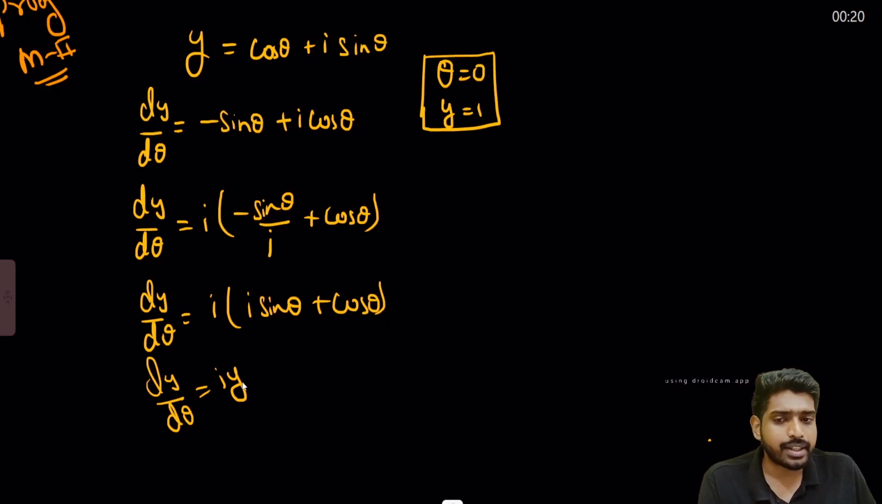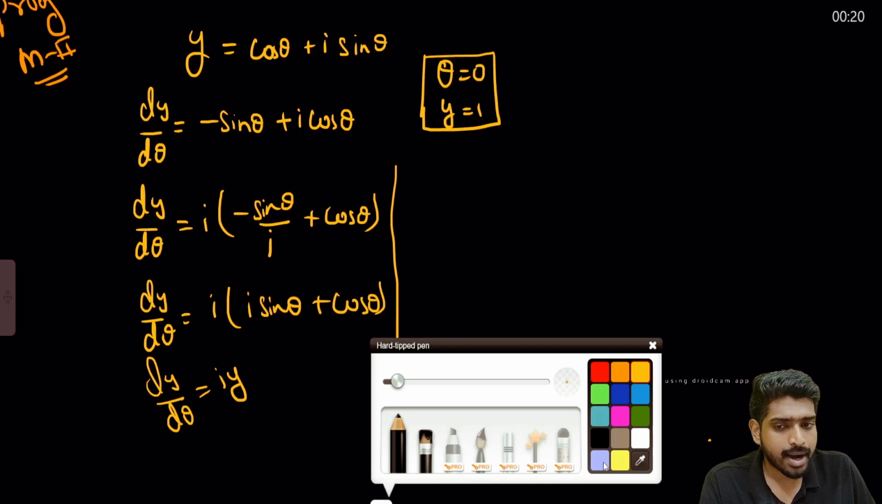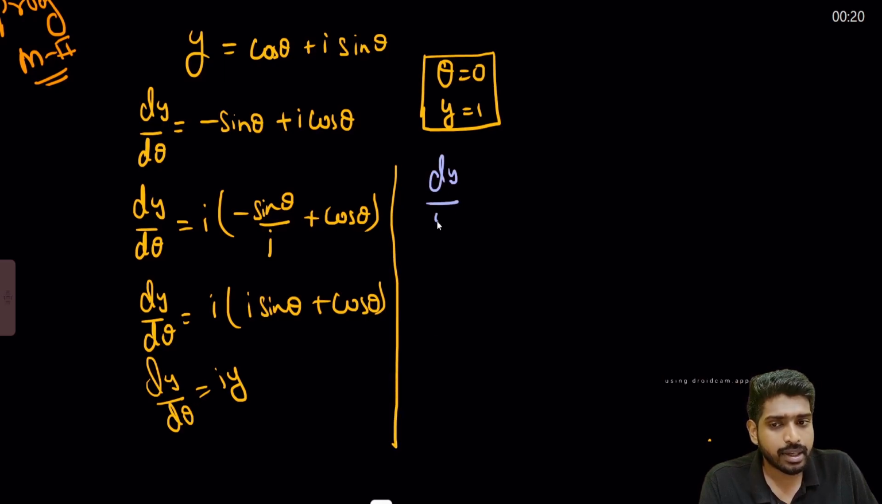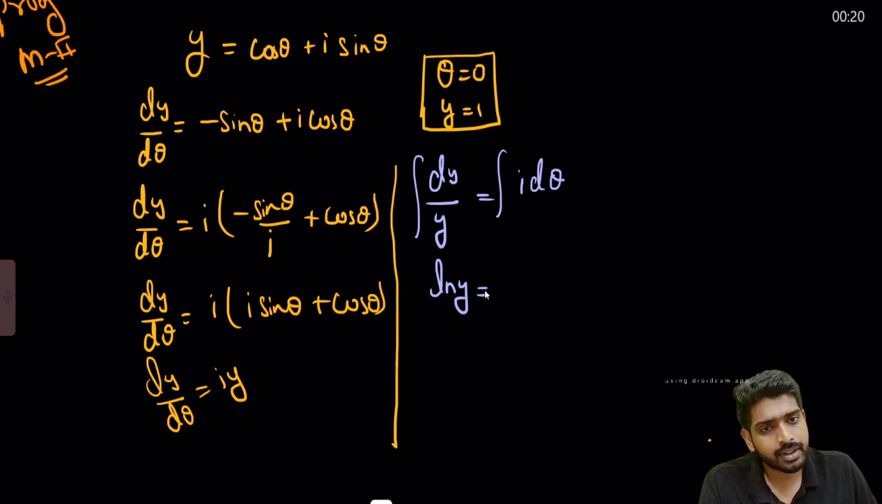Now we'll try to integrate this by variable separable. Listen, I can send this y to that side. Here I'll get dy by y is equal to iota times d theta. Now we'll integrate both sides. Integration of 1 by y is ln y, and iota is a constant, so I'll keep iota out. Integration of d theta is theta, and one constant of integration c.